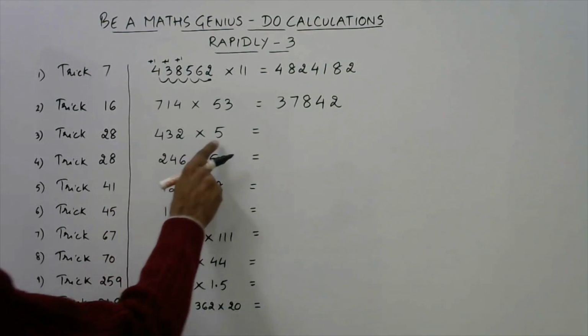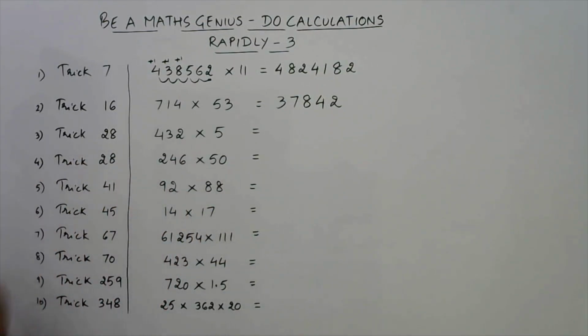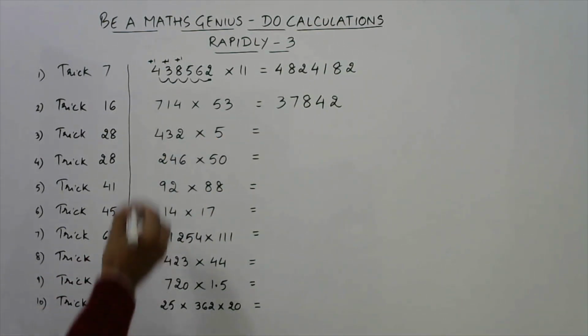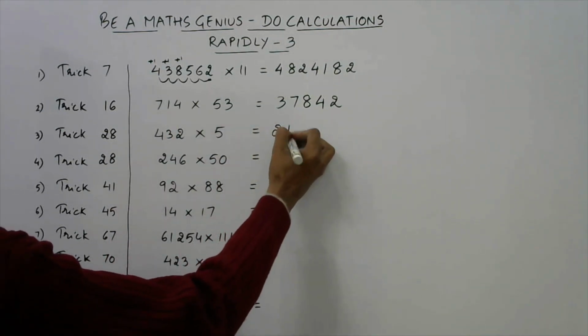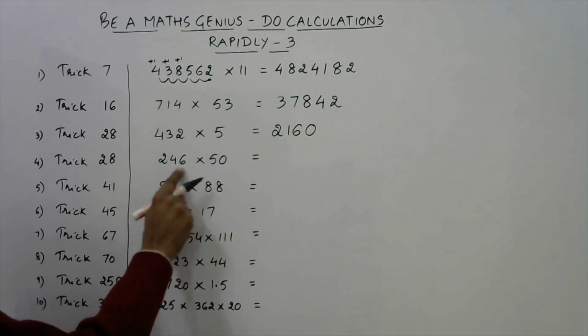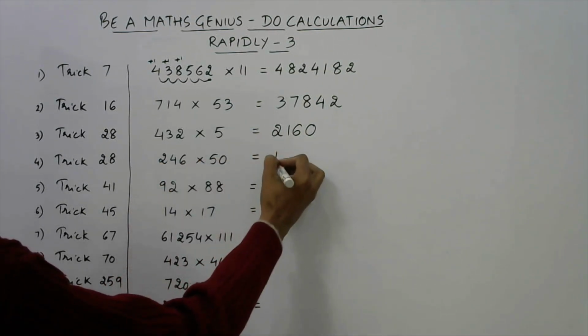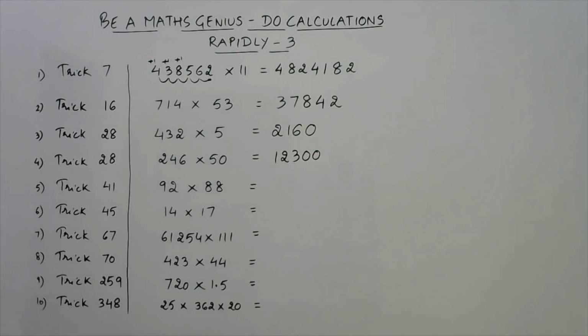Let's see multiplication by 5, which I discussed in trick 28, and also multiplication by 50 in the same trick. Multiplication by 5 can be very easy. Just write the half of this number, 432, 216, and just put a 0. You will get your answer for multiplication by 5. Likewise, when you have to multiply by 50, take the half again, 246 becomes 123, and put 2 zeros this time. So 12,300 is the product of these two numbers.